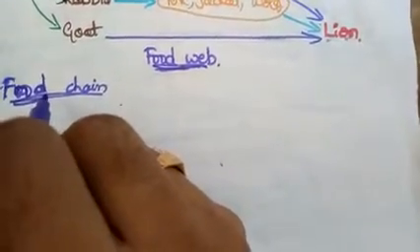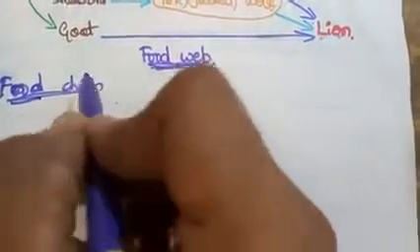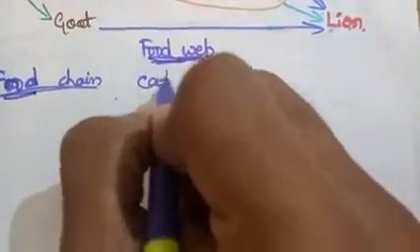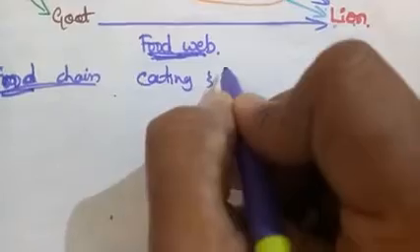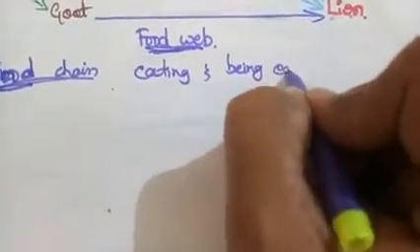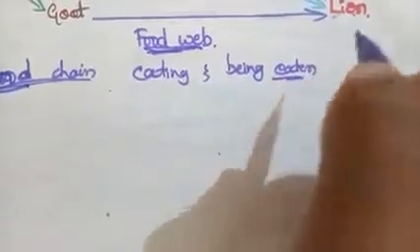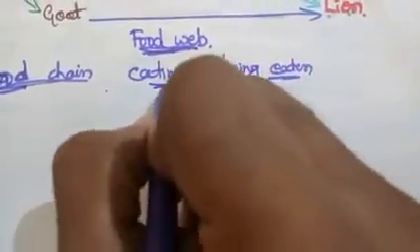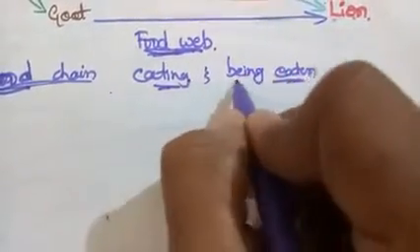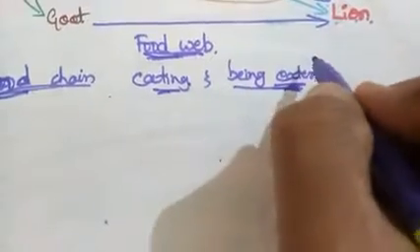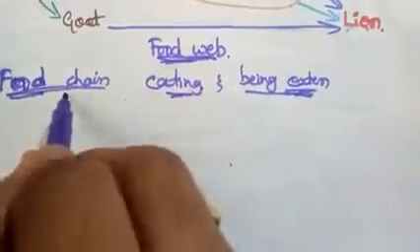So these organisms transfer the energy through the repeated series by eating and being eaten. ಇವು ತಿಂತವೆ ಮತ್ತು ಇವುಗಳನ್ನ ಇನ್ನೊಂದಿಷ್ಟು ಆರ್ಗನಿಸಮು ತಿಂತವೆ. So eating and being eaten is the process. That process is nothing but food chain.